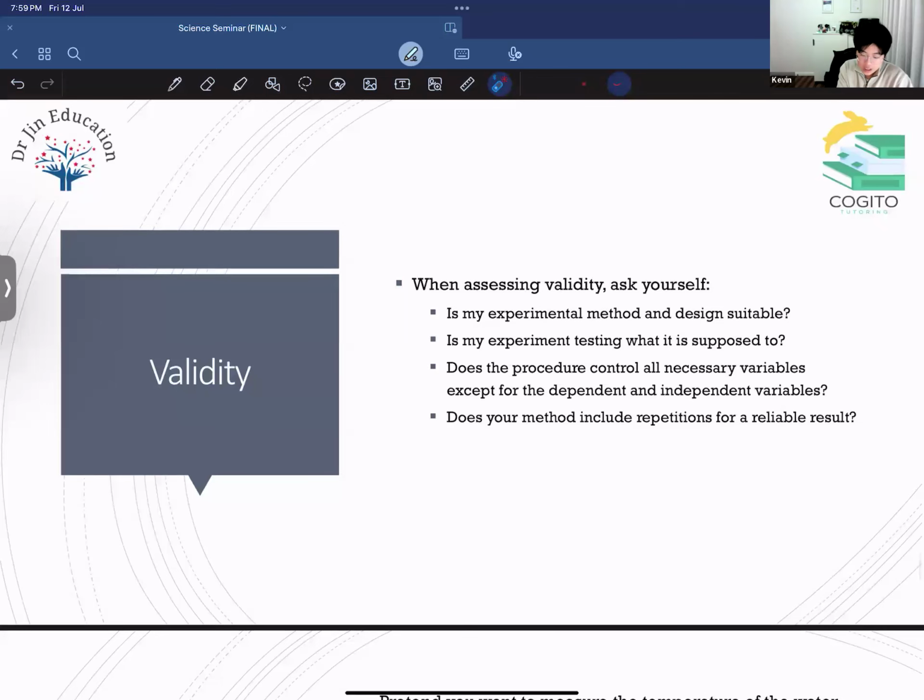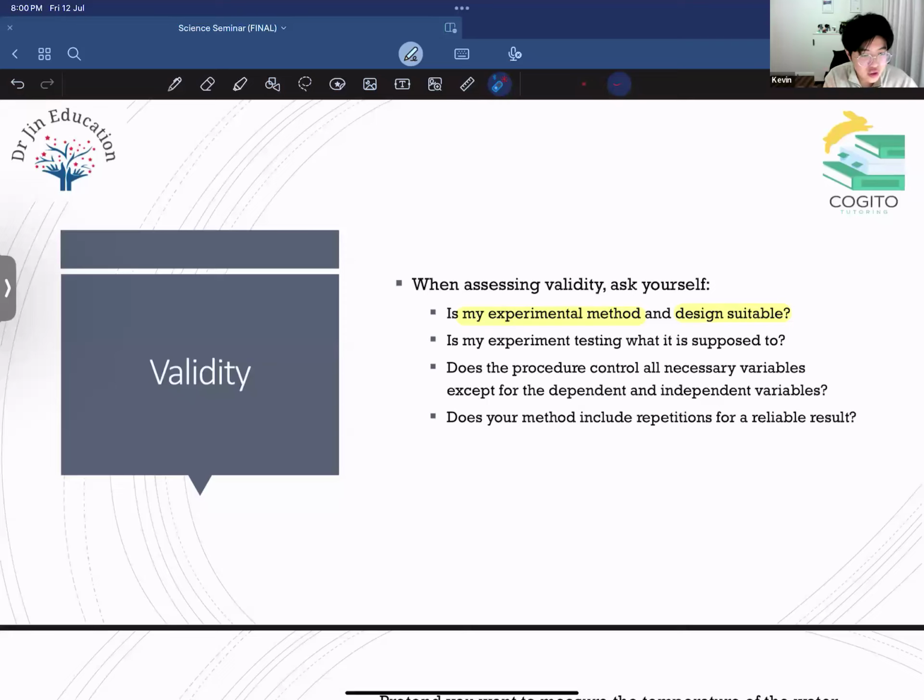When assessing validity, ask yourself these questions. Is my experimental method and design suitable? Remember, why did I choose to use bean plants instead of other plants? Because it grows fairly quickly. Some plants take months to grow. I don't have months, so I chose the bean plant. Is my experiment testing what it's supposed to? Am I actually testing how light conditions affect plant growth?